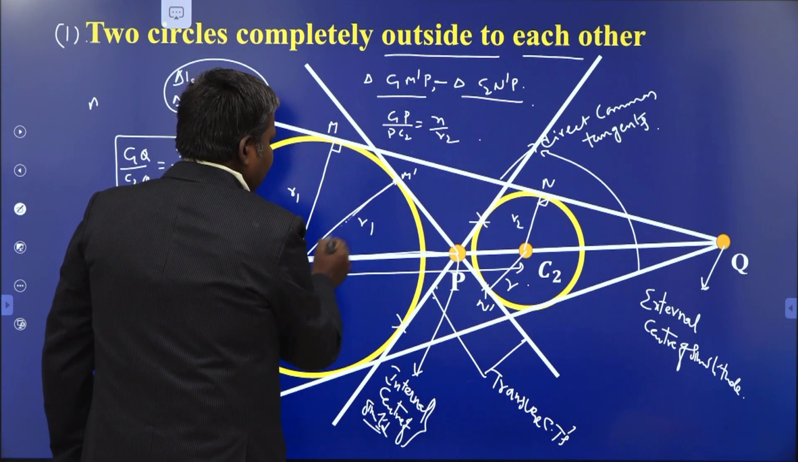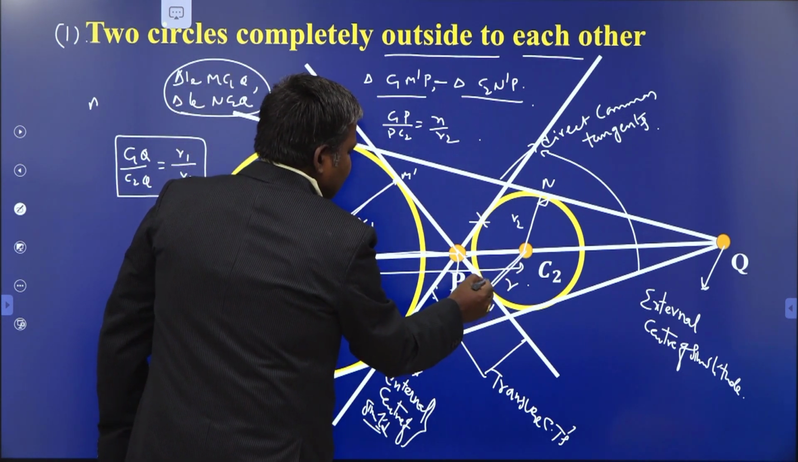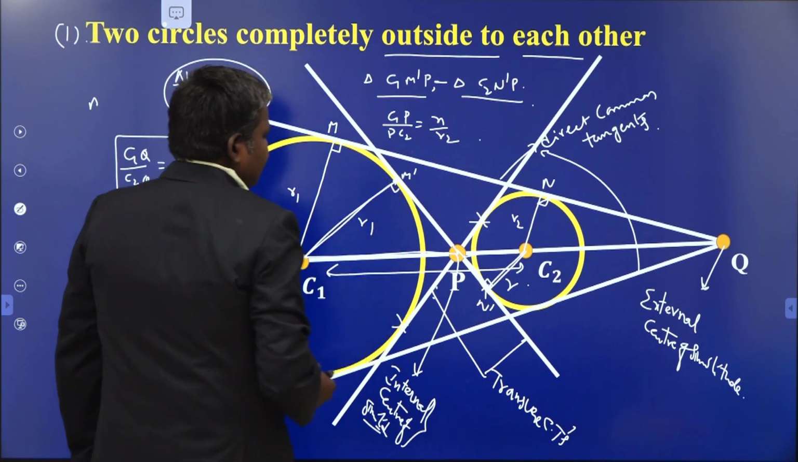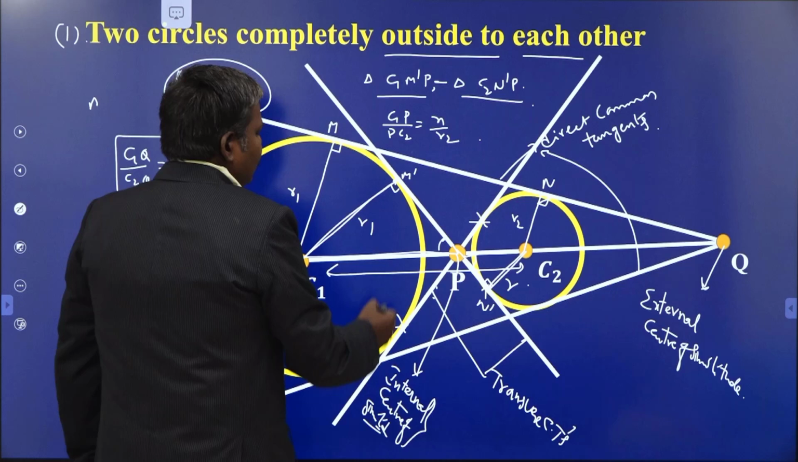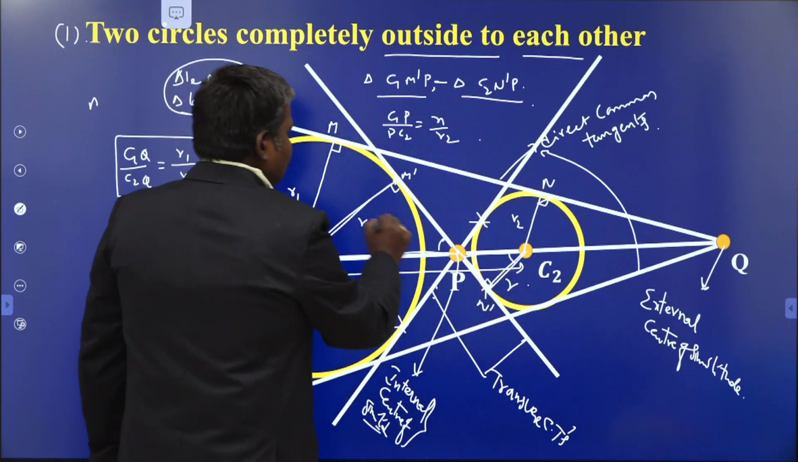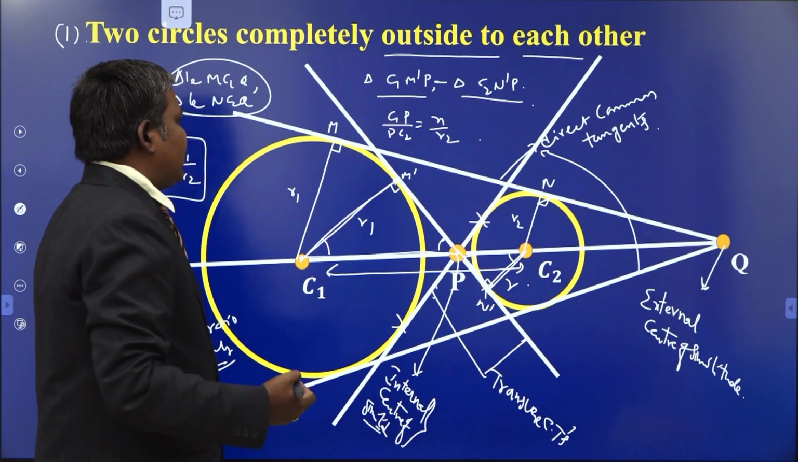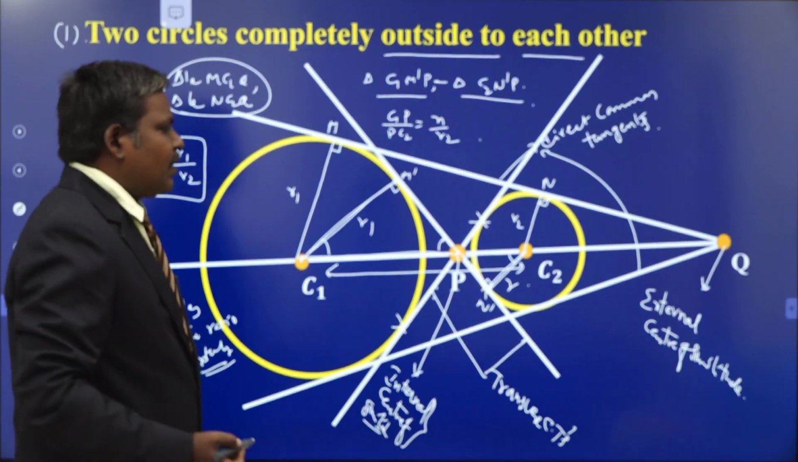This is one of the triangles and this is the other triangle. These two are also similar triangles because these two angles are 90 degrees. Understand? The alternate angles are always the same, and therefore automatically these two angles are also the same. So these two triangles become similar triangles. Therefore, C1P by PC2 is equal to what now? R1 by R2.